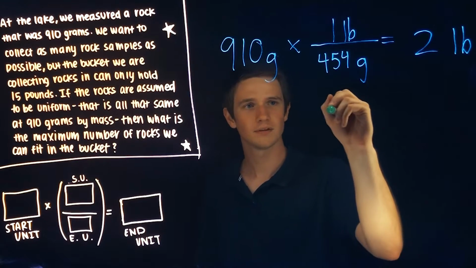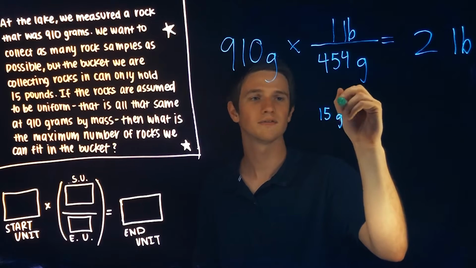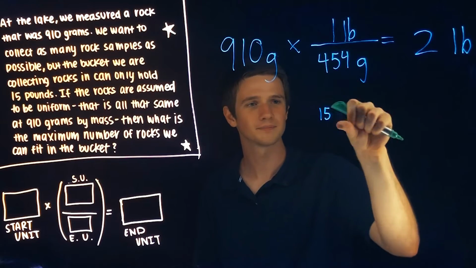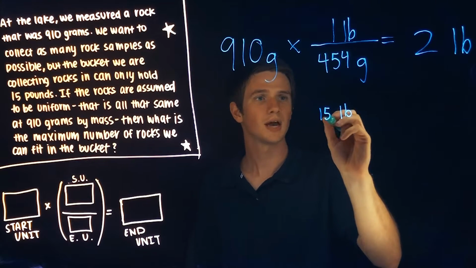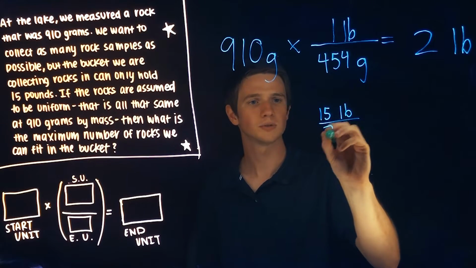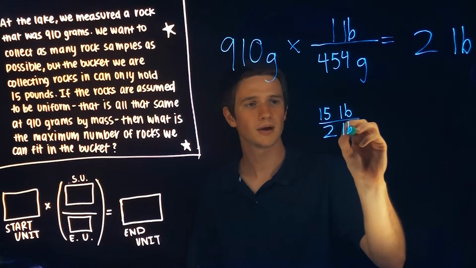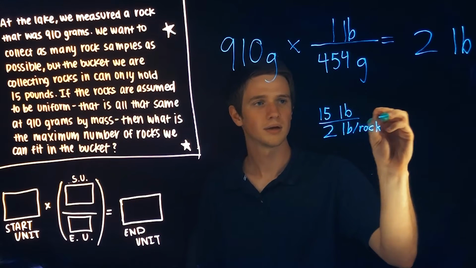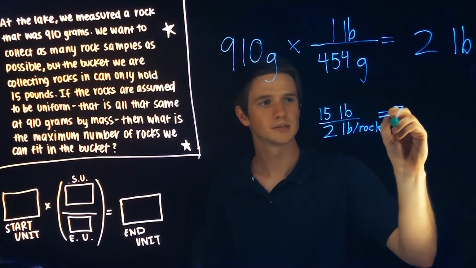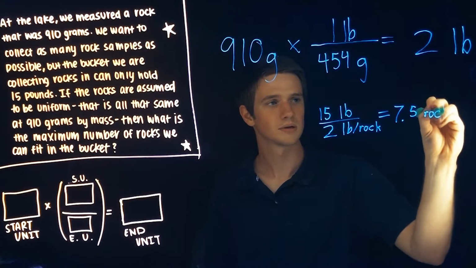Now if we have a 15-pound bucket, let's see how many 2-pound rocks we can put in there. Let's divide 15 by 2 pounds per rock. And that gives us 7.5 rocks.